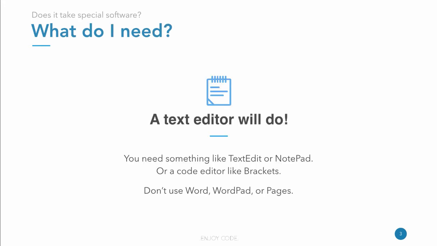So what do you need? We need that text editor. So TextEdit, Notepad, you can get Brackets if you want, but don't use Word, don't use WordPad, don't use Pages. You need a plain text editor. Now if you're on the Mac and you're using TextEdit, we need to do something before it's ready, because TextEdit on the Mac is sort of like Notepad and WordPad from the PC together in one. And that's fine unless you want to edit code. So let's take a look at that.